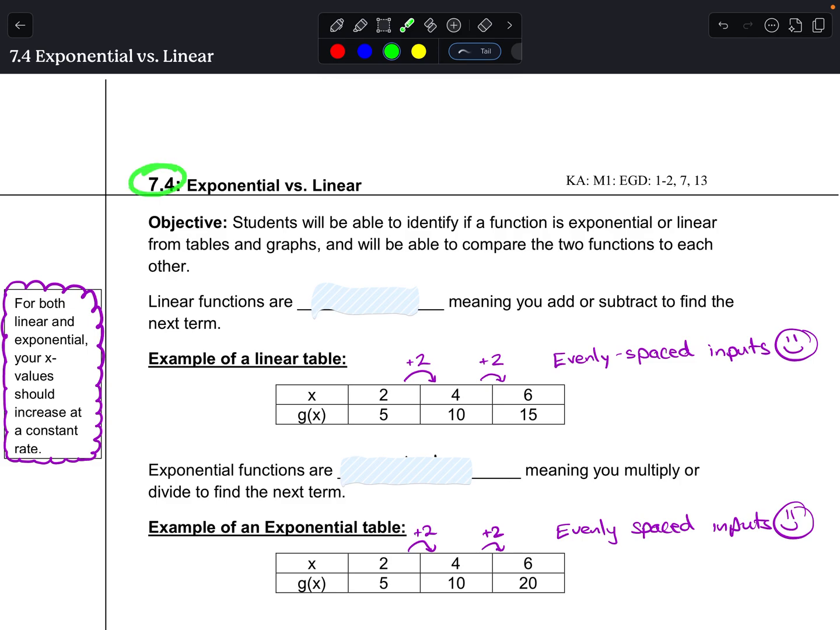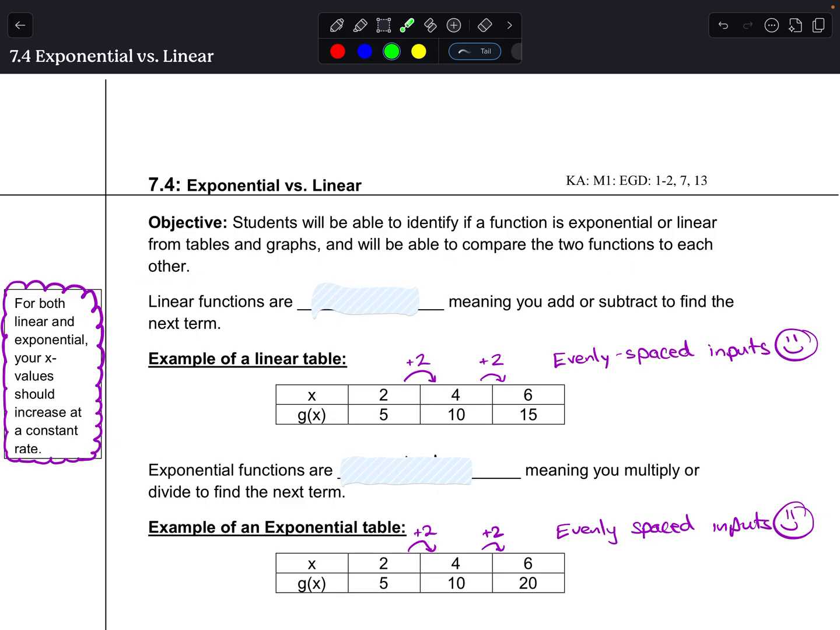All right, this is lesson 7.4, exponential versus linear. Our objective is that you'll be able to identify if a function is exponential or linear from tables and graphs. You should also be able to compare the two functions to each other.